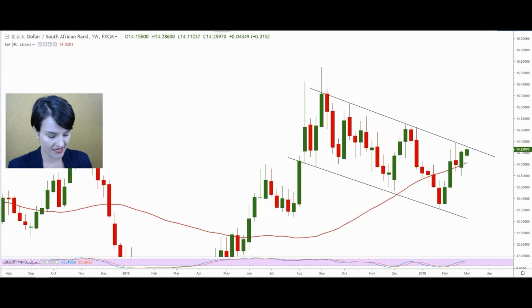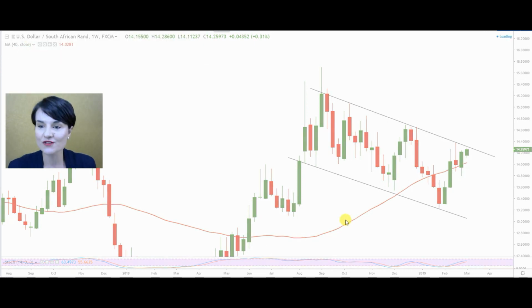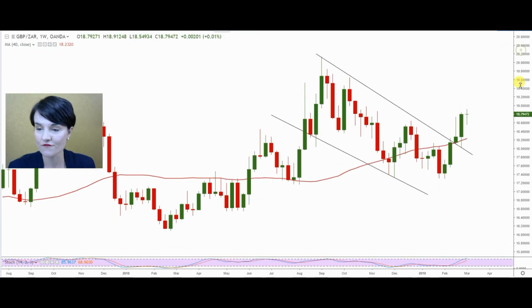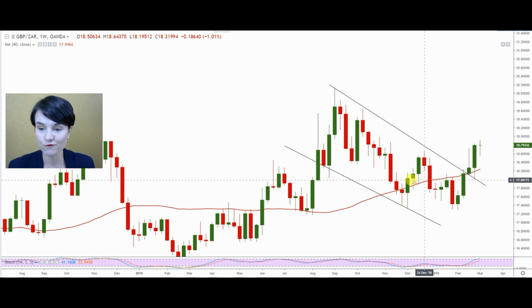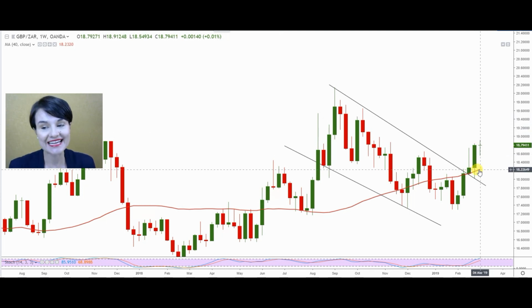Interesting enough, I also want to look at the rand against the British pound, because that descending channel was already confirmed and has broken upwards. So we can see the rand against the British pound has already started to move into the weakening trend. And again, that 40-week moving average is the key. Above that moving average waiting at 1823, we can see more weakness in the rand against the British pound, and again below that more strength.